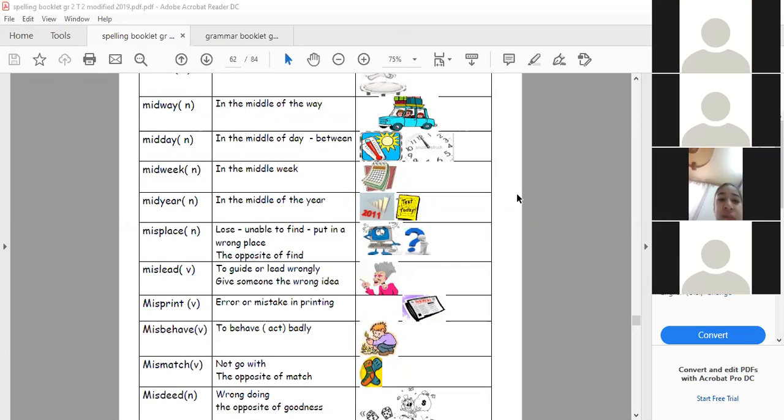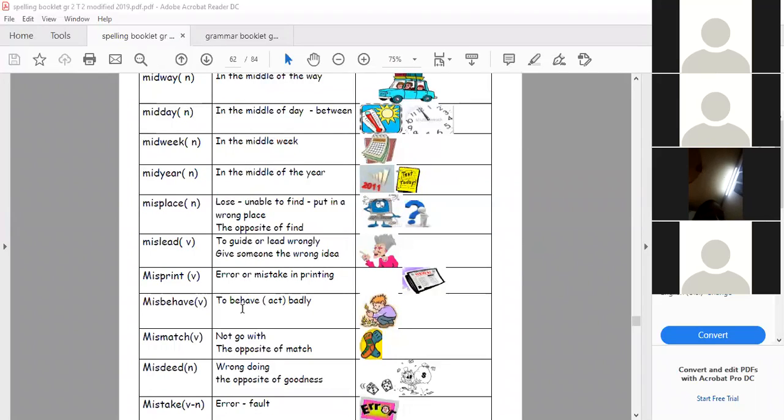Yeah. Read it, Talia. What does misprint mean? Misprint. An error or mistake in printing. In printing. Error or mistake in printing. Yes, like when we have in our booklets or in our books, there is a mistake in printing. So this is what misprint means. This is what, girls? Misprint.